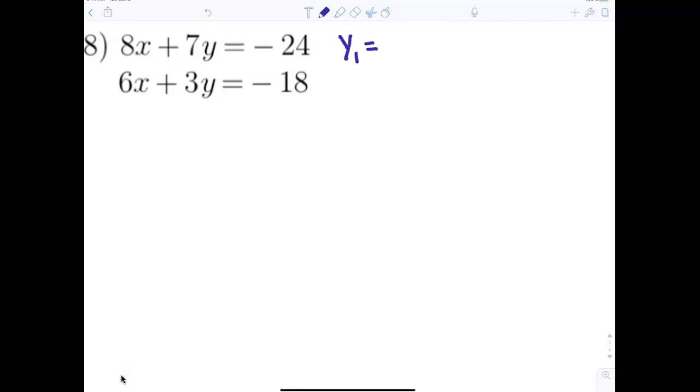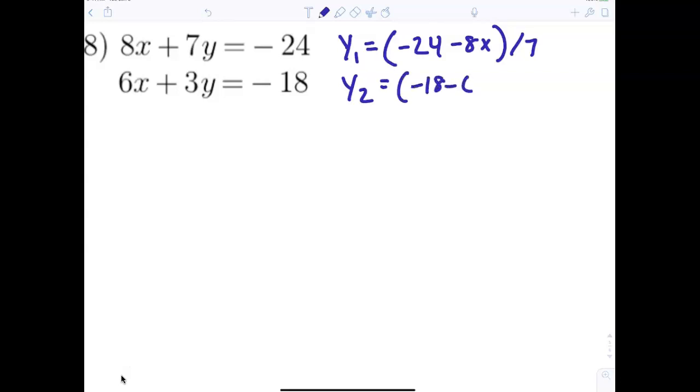is equal to. Sam, what does y1 equal? Parentheses, negative 24 minus 8x, close parentheses, divided by 7. Yes, thank you. y2, someone else. Go. Parentheses, negative 18 minus 6x, close parentheses, divided by 3. Beautiful. And then check them on your calculator.